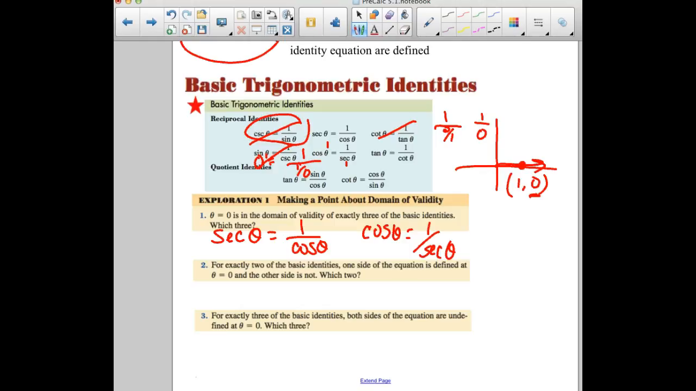The last one here, tangent of theta is 1 over cotangent. We said here cotangent was not defined, so that doesn't work. But what about this one? Looking at it this way, can we take sine over cosine? And we can. In this case, sine is 0, so we'd have 0 over 1, and that is defined. All right, so we can say that the tangent is also one of the identities where it is in the domain of validity.